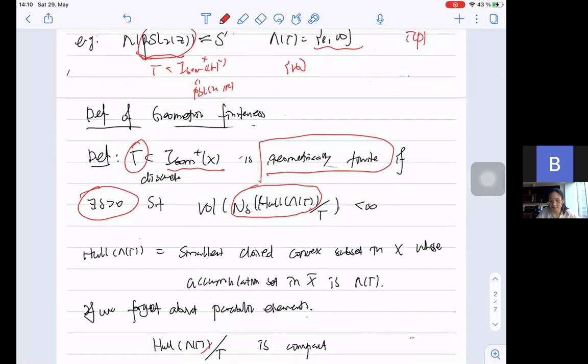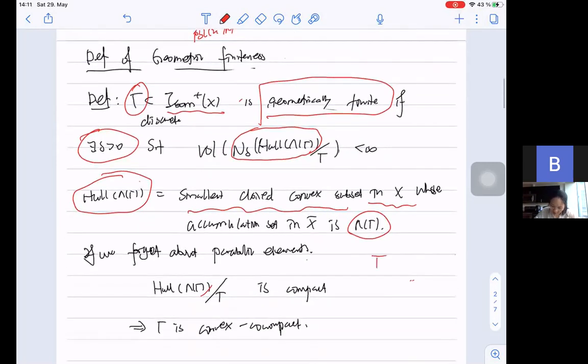Here, let's just briefly recall what this notation means. The hull of the limit set is the smallest convex closed subset in the manifold, such that when you consider the closure in X bar, its accumulation set is exactly lambda gamma. Then that's what we define as the convex hull of the limit set.